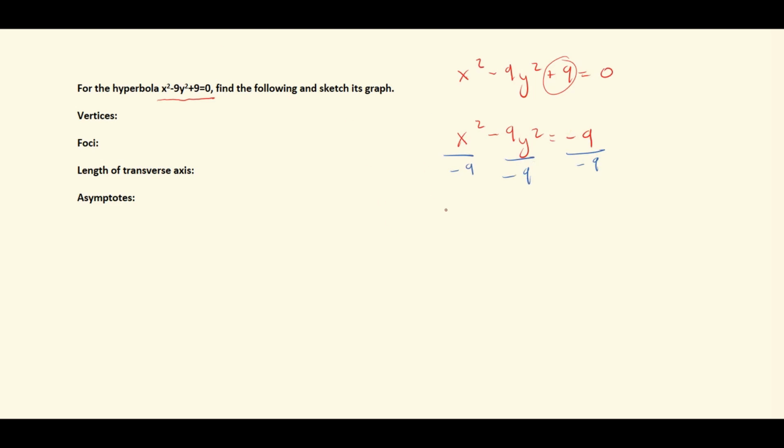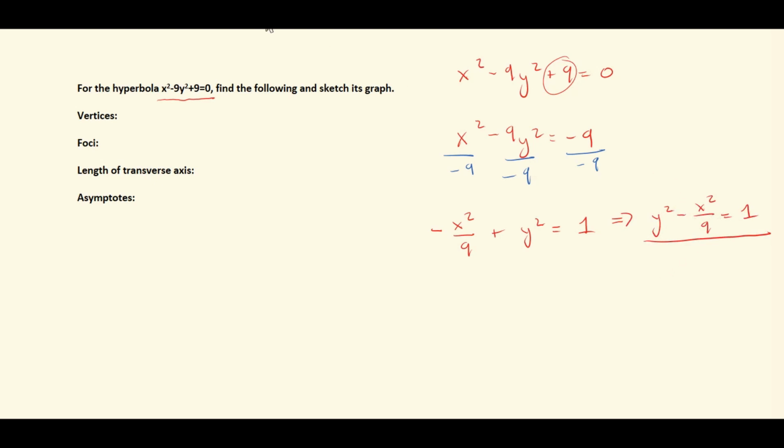Which is going to give us negative x squared over 9 plus y squared is equal to 1. And then we always write the positive term in front, so we're going to rewrite this as y squared minus x squared over 9 is equal to 1. So this is our equation in standard form.